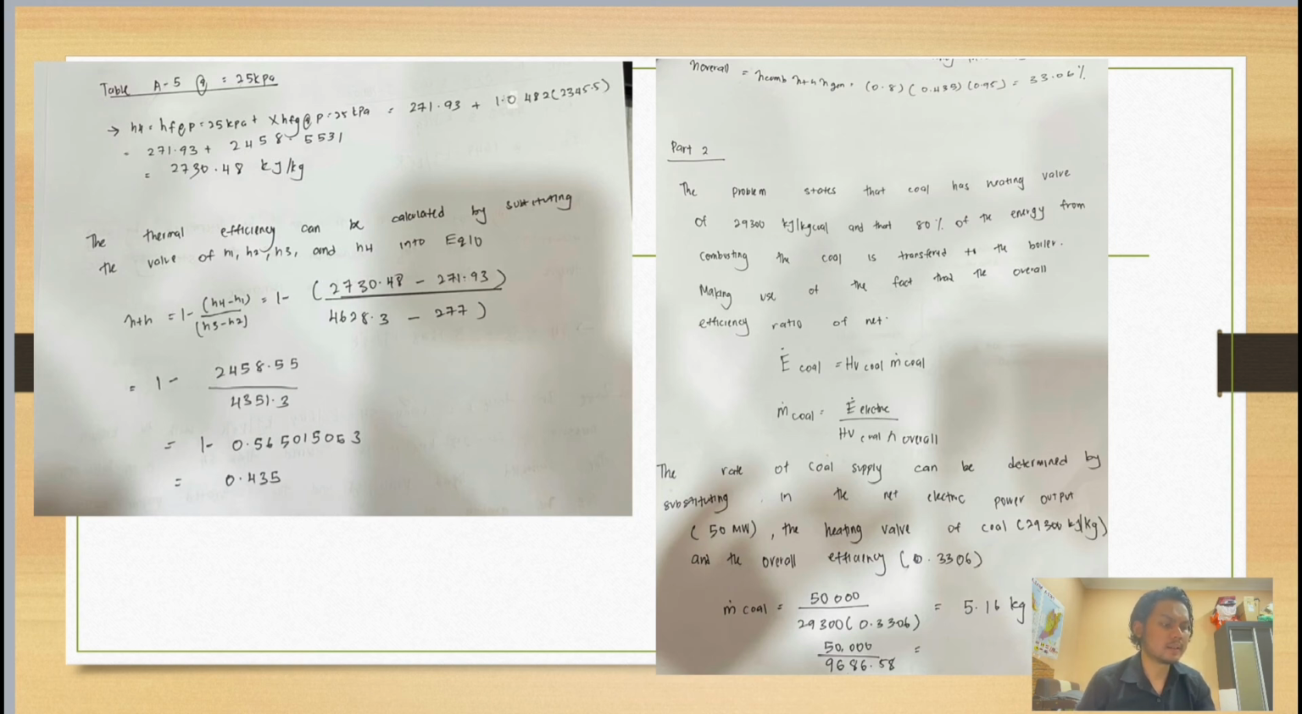Lastly is how to find the coal. The rate of coal supply can be determined by substituting in the net electric power output of 50 megawatt. The heating value of coal is 29,300 kilojoule. The overall efficiency we calculated previously is 0.3306. So we just use simple mathematics: 50,000 divided by 29,300 times 0.3306, and we get 5.16 kilogram coal per second.